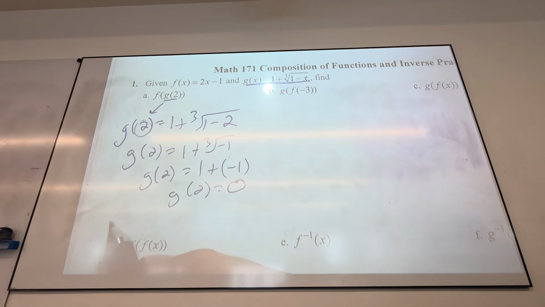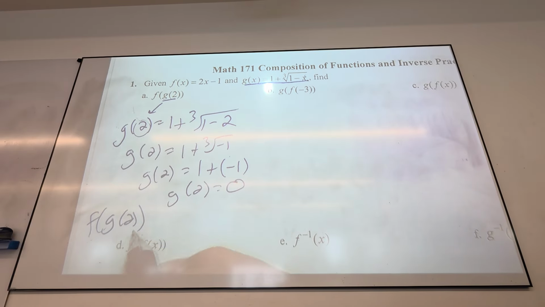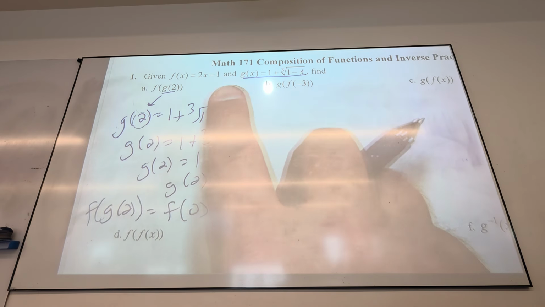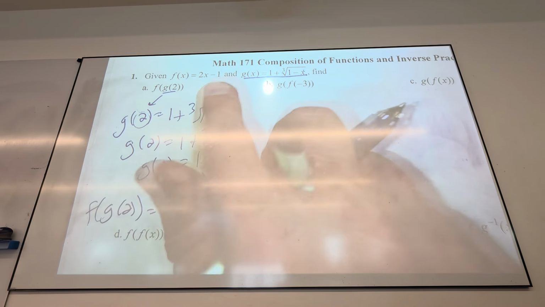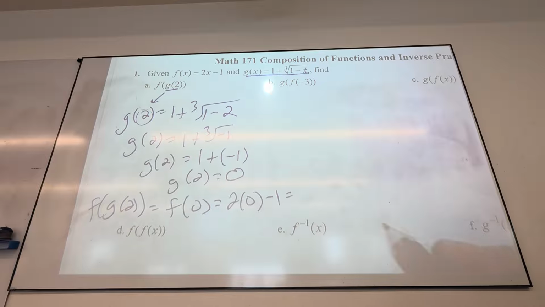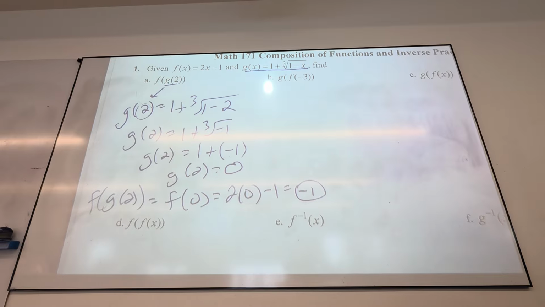So what is f of g of 2? It's f of 0. And what's f of 0? I just take a 0 and I shove it into the f function, right? That would be 2 times 0 minus 1. What's 2 times 0 minus 1? Negative 1.